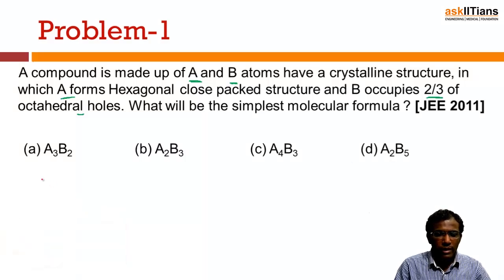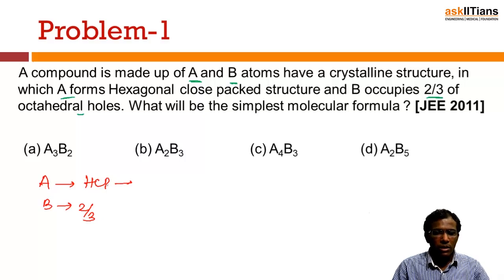So let's write down: A is HCP and B is occupying 2/3 of the octahedral holes. If A is occupying HCP, that means in the HCP unit cell this structure has 6 atoms of A. So if the number of close packed atoms is equal to 6, then the number of octahedral voids or octahedral holes is also equal to 6. Out of the 6 octahedral holes, only 2/3 is occupied.